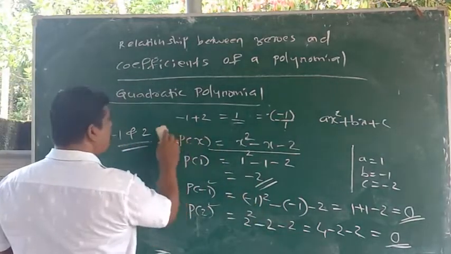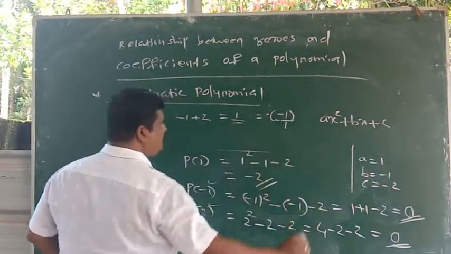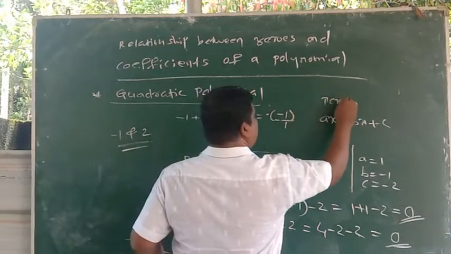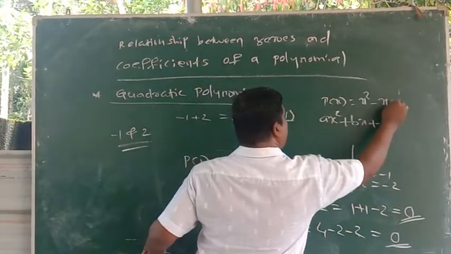Next, here p of x equals x square minus x minus 2.